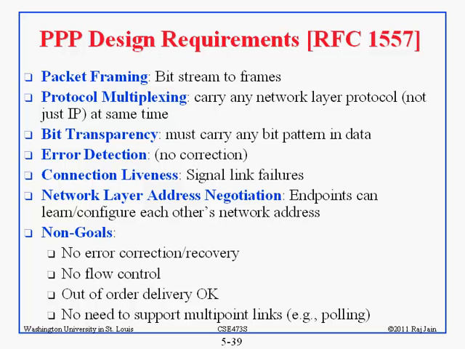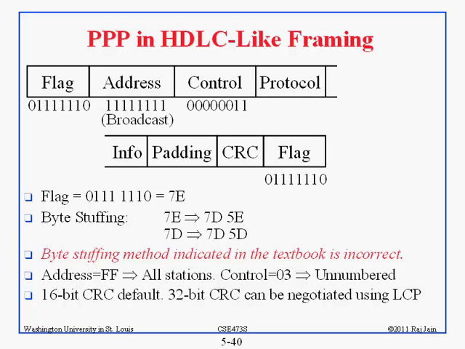All right. And non-goals. These were the non-goals: they will not try to correct the errors, they will not try to recover the errors, so they are not going to do any retransmissions. That was their decision. No error recovery. No flow control. That was their decision, that we are not going to use any windows and so on. No out of order delivery. So if you lose some packets, you get 1, 3, 5, 7, 9, that's okay. No need to support multi-point links. PPP was not designed to support multi-point links like Ethernet, where multiple people will be on the same line. So this was the PPP design goal, and this is how it is done.